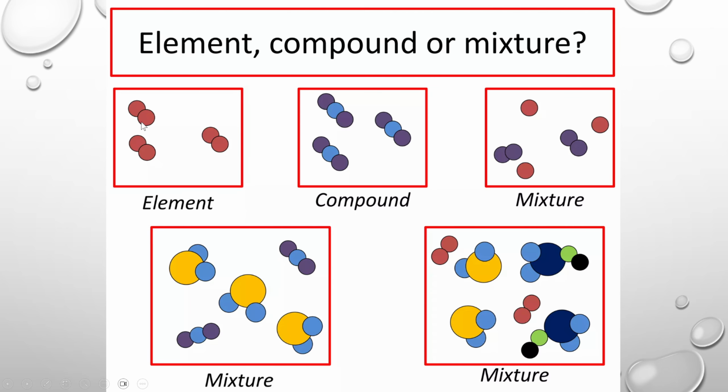An element is made from one type of atom. A compound is made from two or more different types of atoms chemically combined. While a mixture, they are physically mixed together, whether they are a mixture of elements like this one, a mixture of compounds like this one, or a mixture of compounds and element like that one, but in all cases, it's a physical mixture.